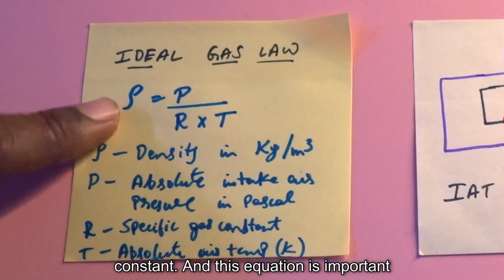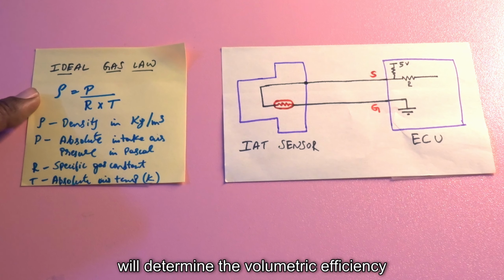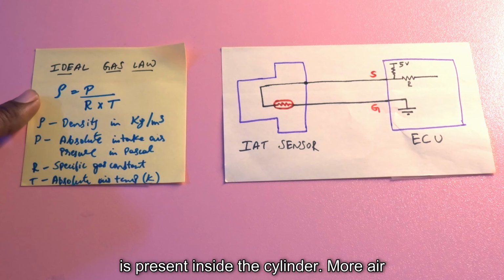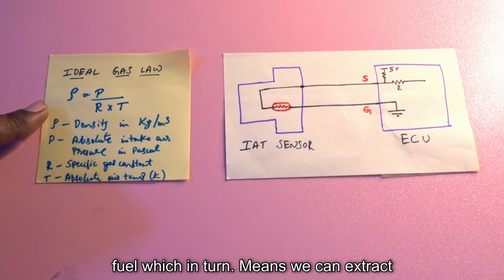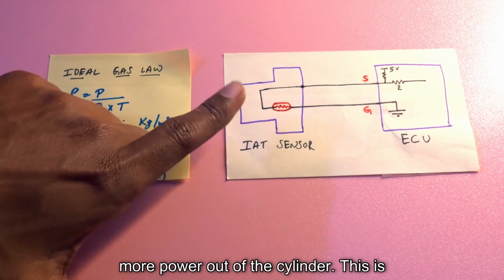And this equation is important because the temperature of intake air will determine the volumetric efficiency, that is, how much air is present inside the cylinder. More air in the cylinder means we can inject more fuel, which in turn means we can extract more power out of the cylinder. This is an IAT sensor.